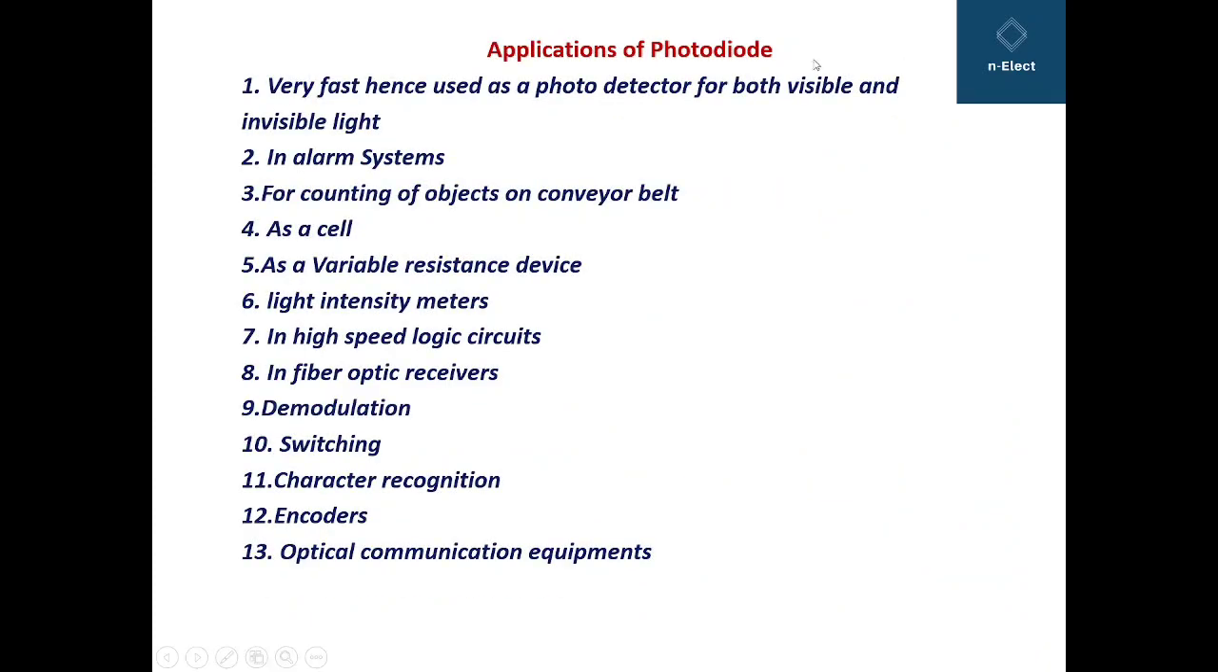Some of the applications of the photodiode are as follows. They are very fast, hence used as a photodetector for both visible and invisible light. They are used in alarm systems. For counting of objects on conveyor belts it is also used. It can be used as a solar cell also. Then as a variable resistance device, in light intensity meters it is used. In high speed logic circuits, in fiber optic receivers, in demodulation, then in switching, then in character recognition, then it can also be used as encoders and in optical communication equipment.